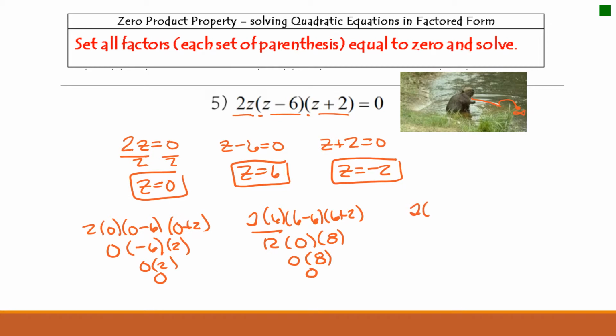Put negative 2 in there. 2 times negative 2 times negative 2 minus 6 times negative 2 plus 2. 2 times negative 2 is negative 4. This is negative 8. This is 0. This is 32 times 0. See how each one gives us 0.